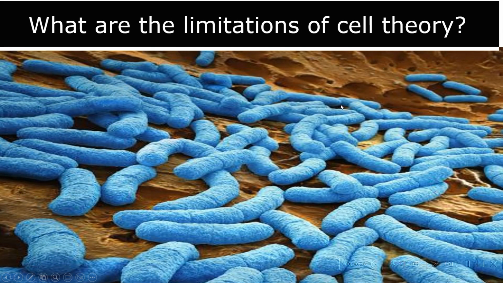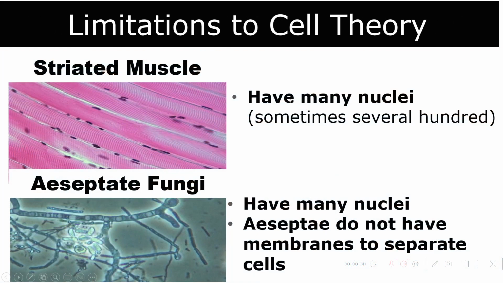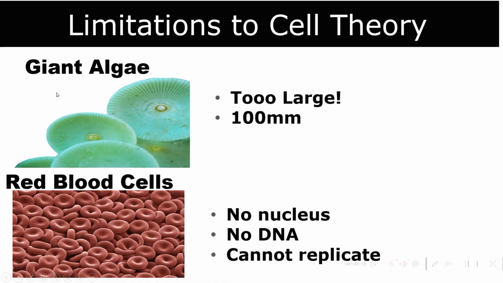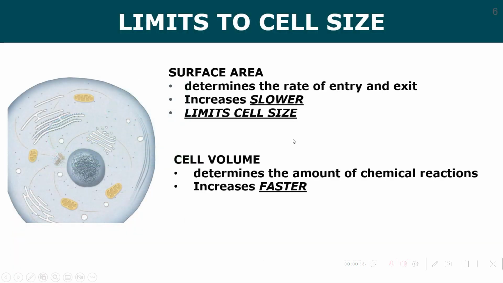There were some limitations to cell theory, right? So these were the four quote unquote exceptions. So they included things like striated muscle and aseptate fungi, which are kind of like fungus roots. And so for both of them, there are limitations to cell theory because they have many nuclei, they're multinucleated. And it also included giant algae, which was really large compared to a normal cell. And then there was also red blood cells, which have no nucleus and therefore cannot replicate on their own. So those were the limitations to cell theory.